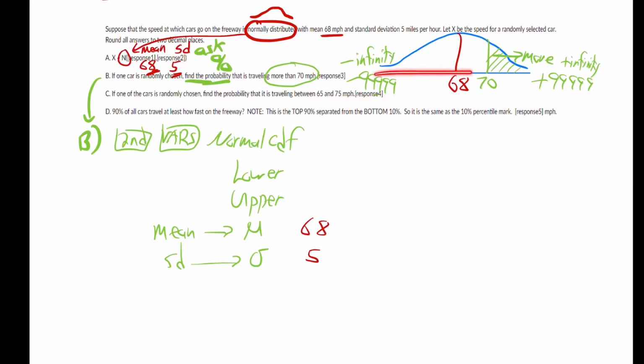So remember, it's a number line with 68 in the middle. Bigger numbers are to the right, all the way up to positive infinity. And smaller numbers are on the left, all the way down to negative 5 nines, negative infinity.